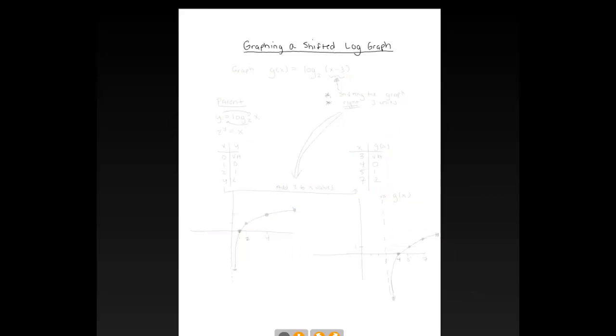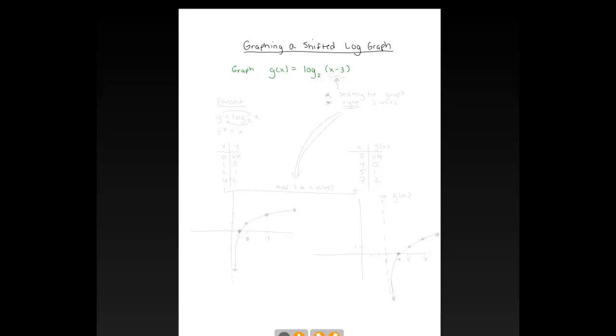Alright, we've seen how to graph a basic log graph in the previous video. And so now what I'm going to do is show you, or remind you rather, because I know you saw it, but I do think skills are important to review. I'm going to show you how to graph a shifted log graph. So we're going to graph this, log base 2 of x minus 3.